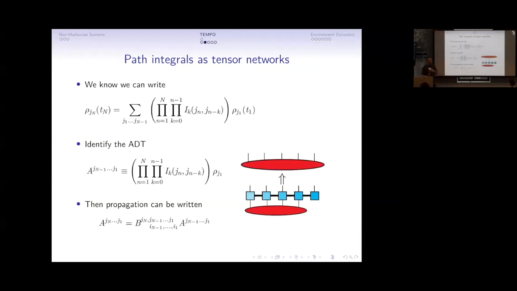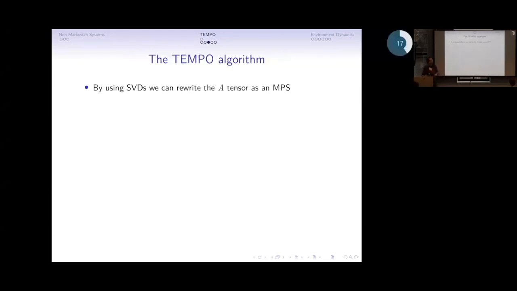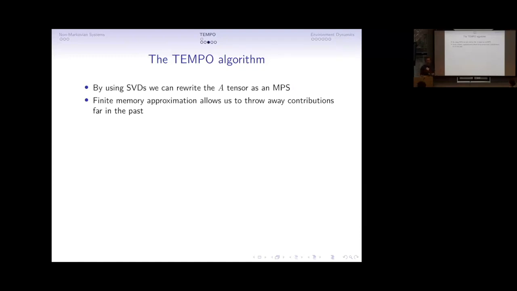So I do this multiplication and I end up with an object which has one more leg than the thing that I started with. So this then leads us to this TEMPO algorithm, which is really an MPS representation of the QuAPI algorithm, which we heard about earlier. And we can also do things like this finite memory approximation.